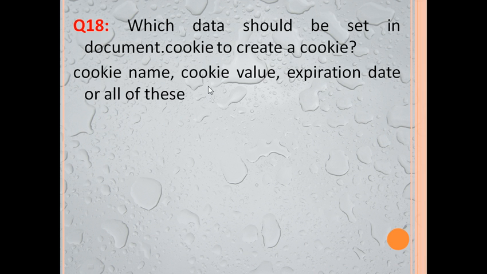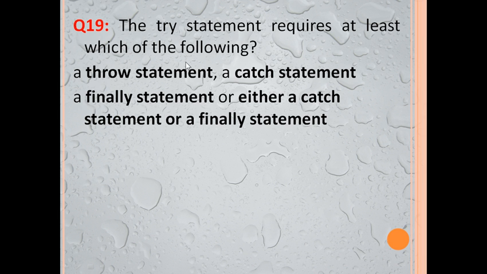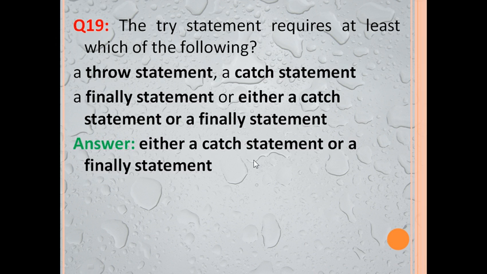Which data should be set in document.cookie to create a cookie? Cookie name, cookie value, expiration date, or all of these? The answer is all of these. Not setting the expiration date deletes the cookie as soon as the browser is closed. The try statement requires at least which one of the following: a throw statement, a catch statement, a finally statement, or either a catch statement or a finally statement? Either a catch statement or a finally statement.